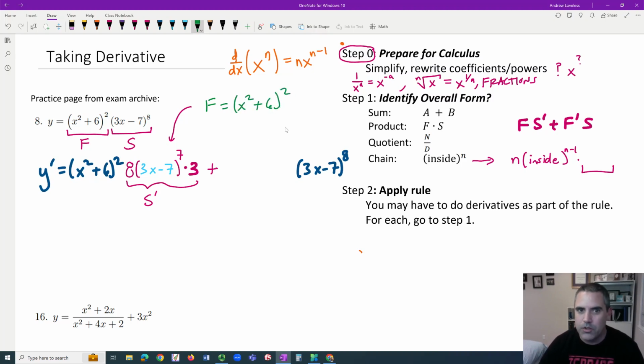This is also a chain rule problem. So it's 2. You copy down to the first. That's this part. And then you leave the inside alone, whatever it is. In this case, it's x squared plus 6. And then you put a little dot, and you do times the derivative of the inside, which is 2x.